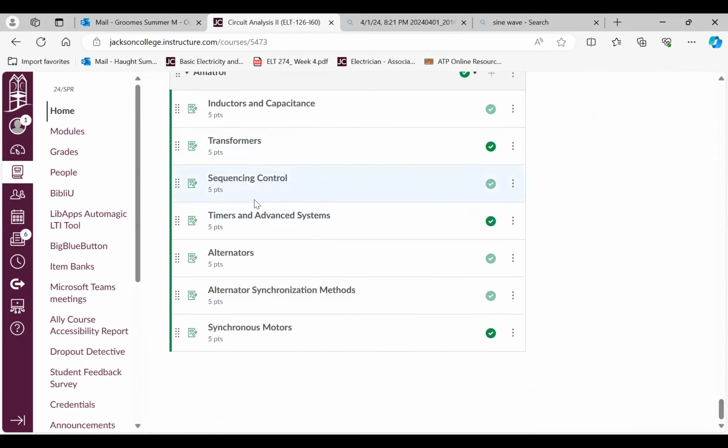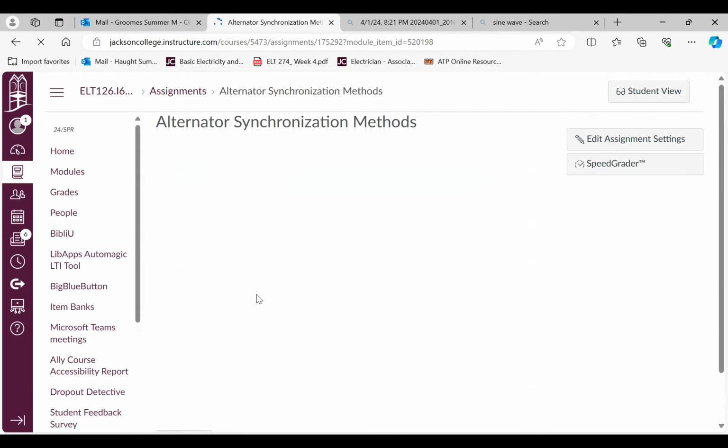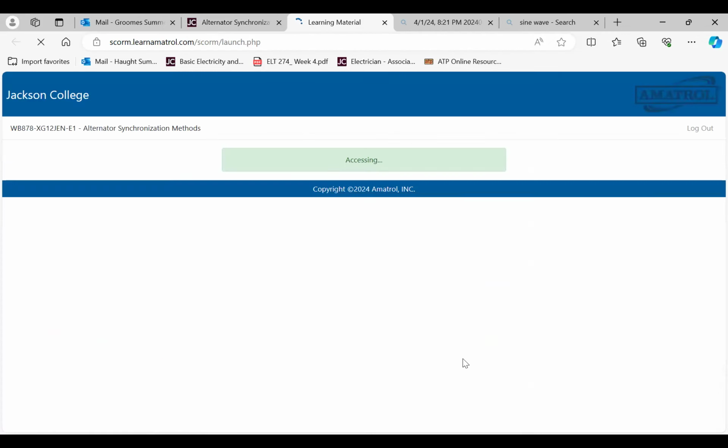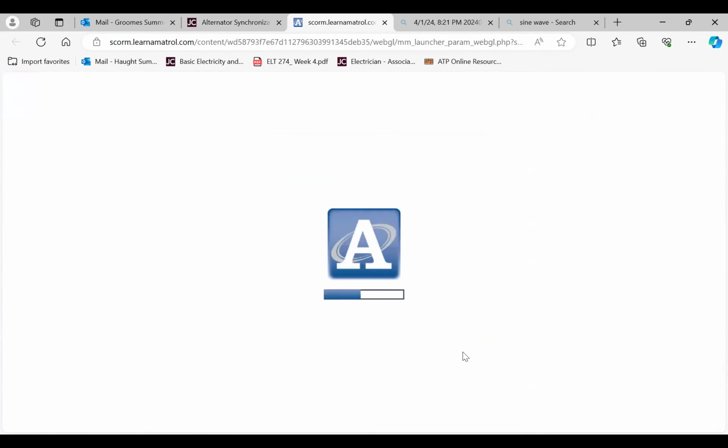And then don't forget about the amateur modules. So this week, and actually we have time, so we might as well touch on the amateur module a little bit. So this week, the module is alternator synchronization methods. So if you haven't started that one, I'm going to launch it and just kind of briefly touch on this.